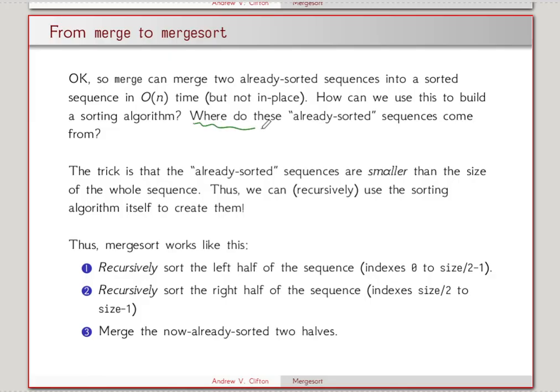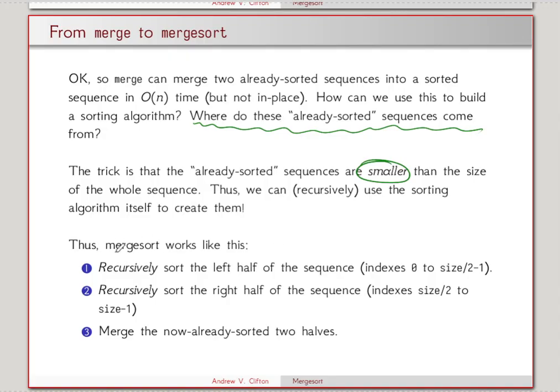So where do these already sorted sequences come from? What's the point in, okay, if you give me things that are already sorted, I can sort them? What's the deal with that? Well, the trick is that the already sorted sequences are smaller than the thing that we want. So we can just recursively use merge sort to create the two halves.